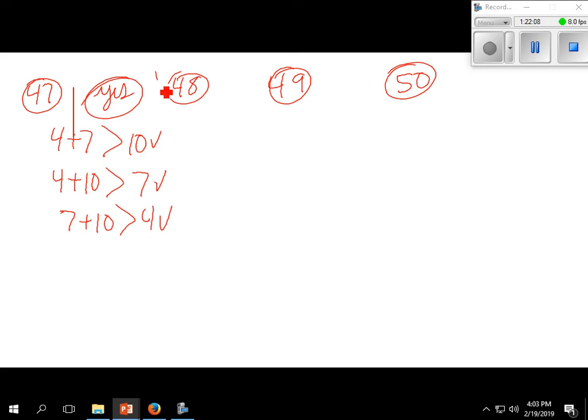Next one, 2, 9, and 12. So we do this. We just pick a couple sides. 2 plus 9 has to be greater than 12. Well, 2 plus 9 is 11. That's not greater than 12. So those can't be the sides of the triangle. All we got to do is check that one. And the answer is no on that one. Next one.